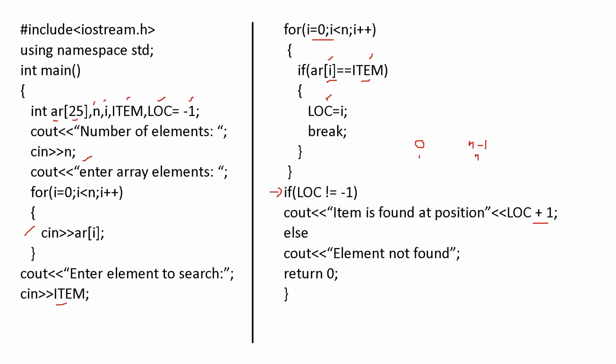So that way, here comes LOC + 1, or else, if LOC is equal to -1, then you have to print element not found. So this is the program for linear search. Okay.